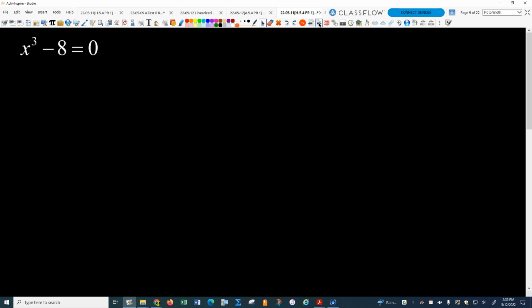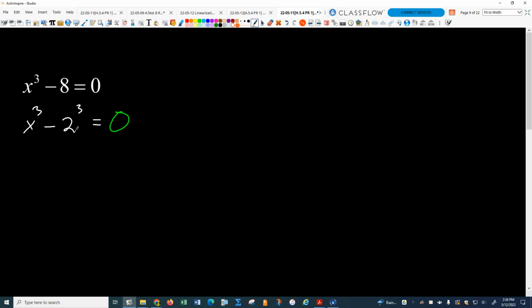The question is, can I rewrite this as a difference of cubes? Can I rewrite this as something cubed minus something cubed equals 0? What's the other something? Well, I got an x cubed minus what cubed? 2 cubed. There we go. Because 8 is just 2 cubed, right? So now I just have to follow my pattern. I'm going to use the a cubed minus b cubed pattern, right?